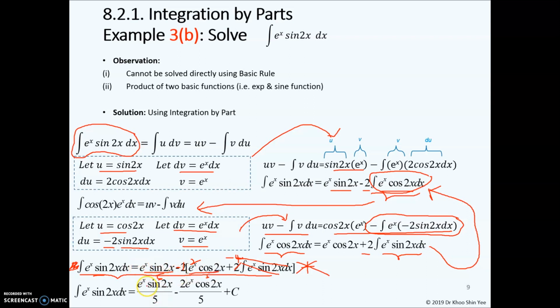So the first term you get is 1 over 5 e^x sine 2x. Second term you get negative 2 over 5 e^x cos 2x. Right? And don't forget the constant. So this is our final answer. So you see that for this case you get the same answer as the previous method, where you need integration by parts for two operations. One operation here, another operation is here. So with that, we have finished the revision for integration by parts.